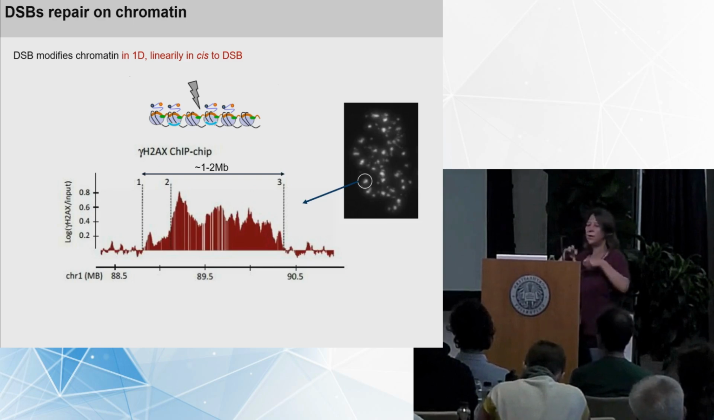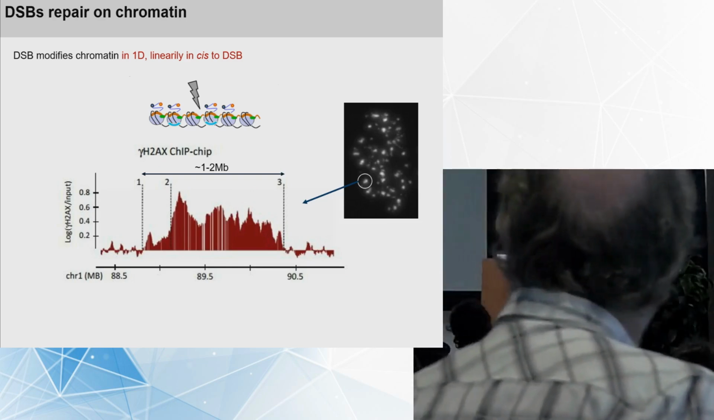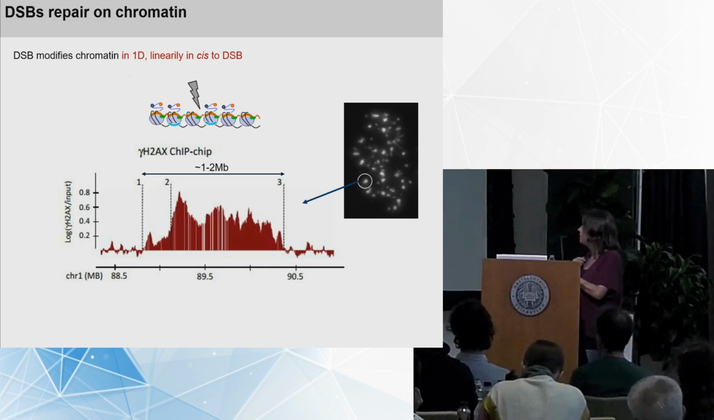Then, I told you some of these modifications can actually spread on really wide domains. That's the case of the very famous gamma H2AX modification, which is the phosphorylation of the H2AX histone variant. What we could determine by ChIP-ChIP is that that modification is able to spread on 1 to 2 megabases, and that forms these big visible foci in the nucleus.